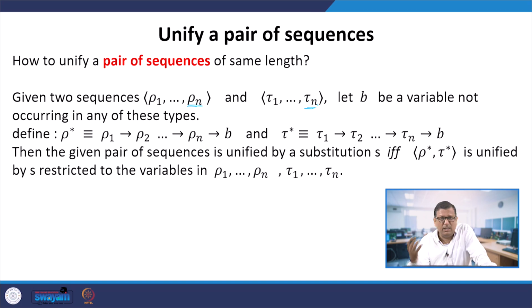Now the original algorithm we can fit to this, because we again have two types to unify. The given pair of sequences is unified by a substitution S if and only if the pair rho star, tau star is unified by S restricted. So the idea is we have restricted the substitution to the variables occurring in this, and then we can proceed as before. So we take a small example.